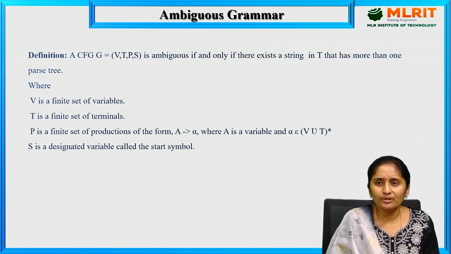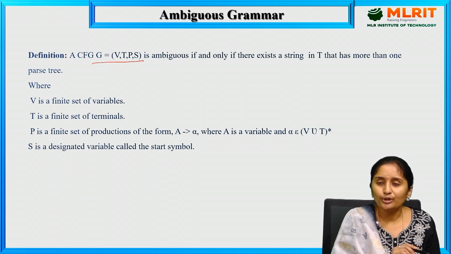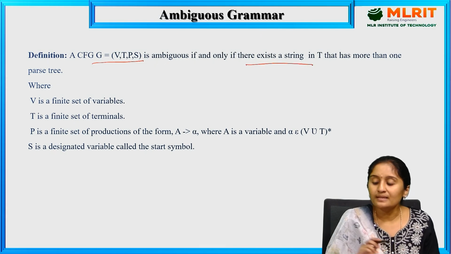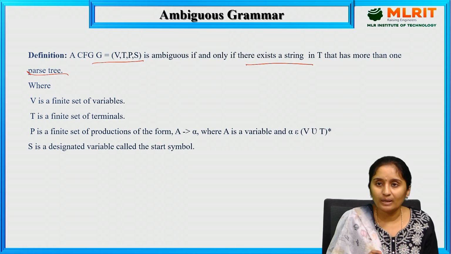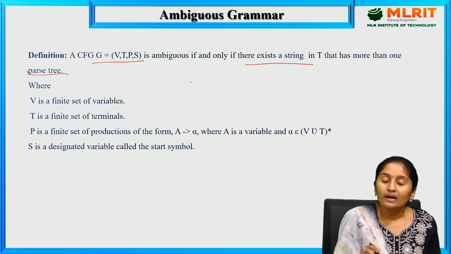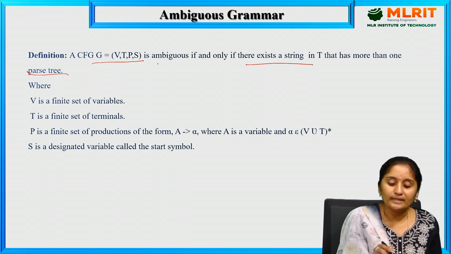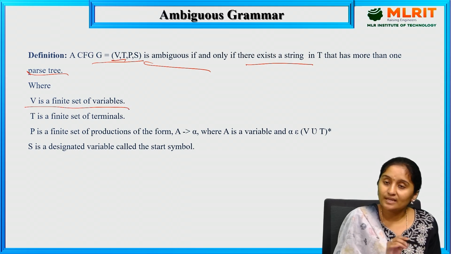So here, ambiguous grammar. A context-free grammar G, pointing to V, T, P, S, is ambiguous if and only if there exists a string in terminals that has more than one parse tree. Just now we have discussed that more than one parse tree means more than one leftmost derivation or more than one rightmost derivation. Then we are going to call it an ambiguous grammar, where V is the finite set of variables.